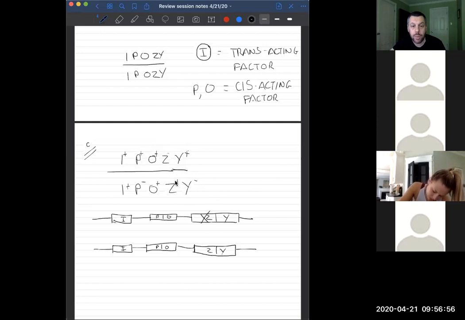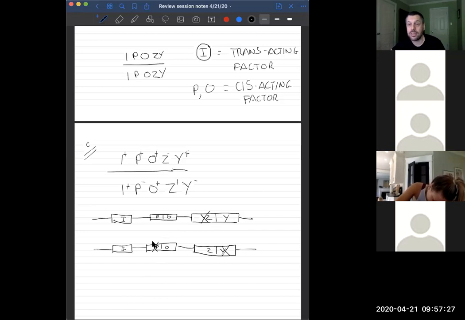If I look at the bottom version, there's a mutant Y, so that doesn't work. Fair enough. I look for any other mutants. Oh, this is a big one. So P is mutant. This promoter for this bottom one is dead. What does that mean? That means RNA polymerase cannot bind to that promoter. That is really important to know.